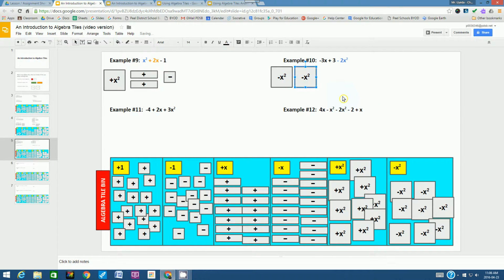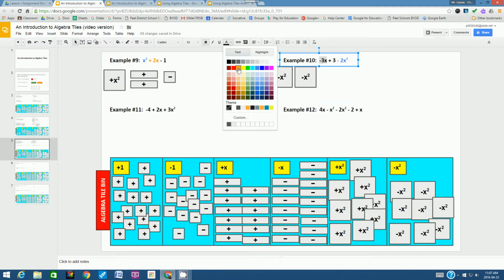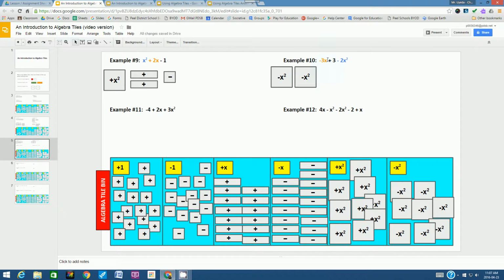Then what I want to do is, when I look at my question, I want to look for the x terms. The x terms, which I've been highlighting in orange. So we have negative 3x, okay? So you know how to bring over negative 3x. And finally, the last part of our algebraic expression is the integer, positive 3.